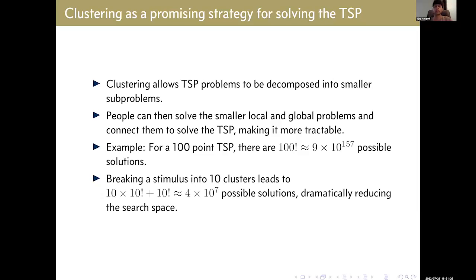For example, you have a 100-point TSP. If you look at all the possible tours, it's 100 factorial. I mean, that's a pretty high number. But if you break it into 10 clusters, you only get around 40 million possible solutions, dramatically reducing the search space. People don't necessarily search through 40 million solutions, but it does reduce the size of the problem.